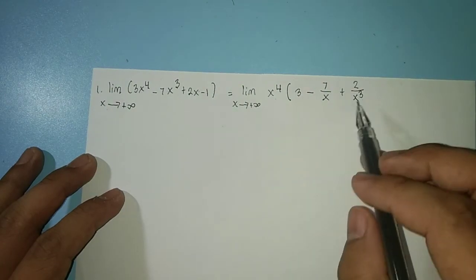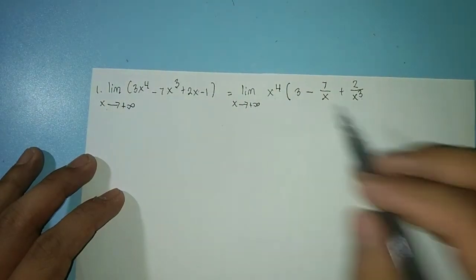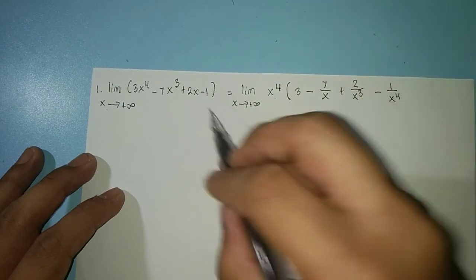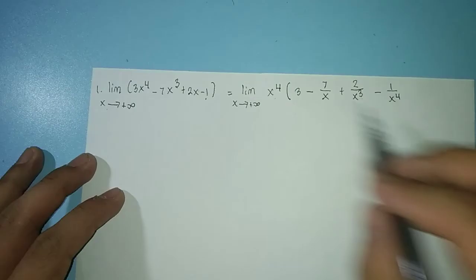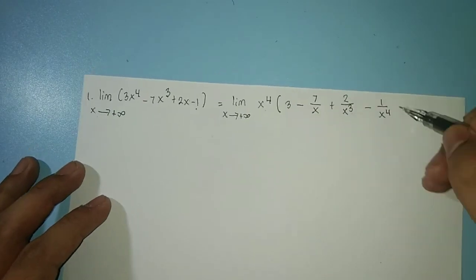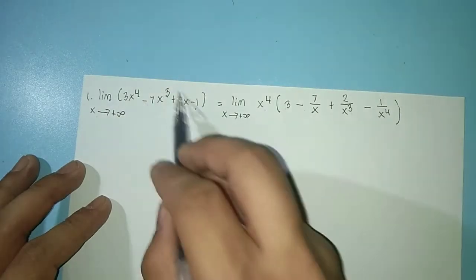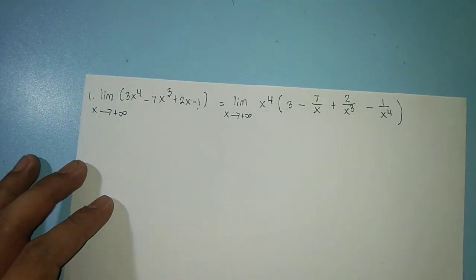Okay? Tapos nasa denominator kasi mas malaki yung nilabas natin. Then minus 1 over x raised to 4. So ito kasi walang x raised to 4, so maglalagay tayo ng x raised to 4 sa denominator. So pwede nyo siyang i-check kapag dinistribute nyo. Ang lalabas dyan ito. Okay?